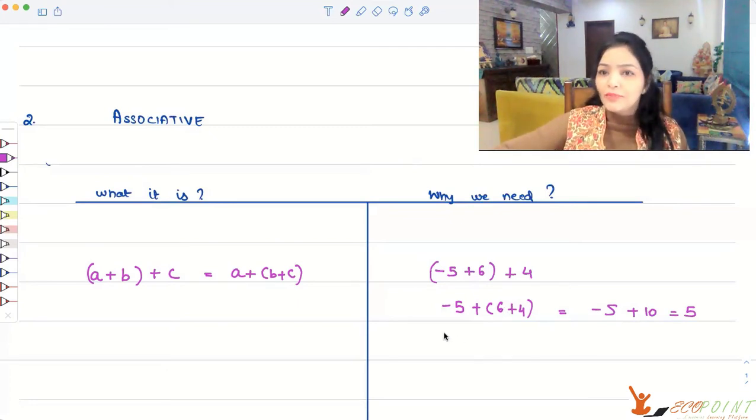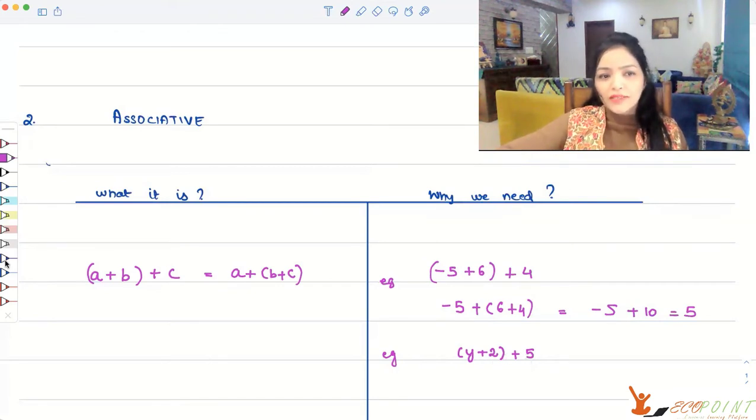Now, what is important for us to understand in here? We deal with variables as well. So can I use this with variables? Absolutely, yes. Let's take an example with variable y. So I have an expression where I'm adding y plus 2 to 5. So it's y plus 2 plus 5.